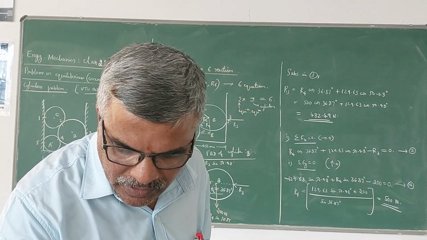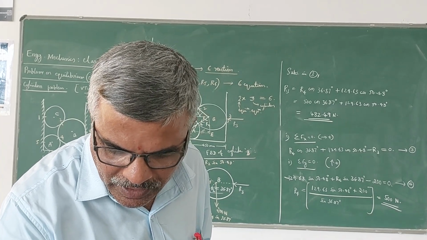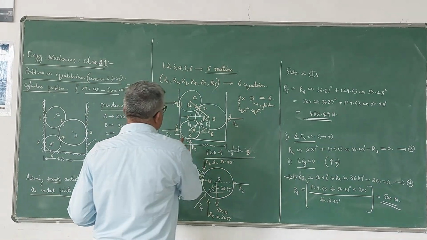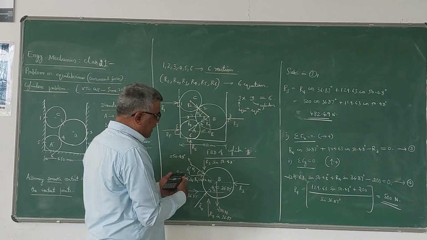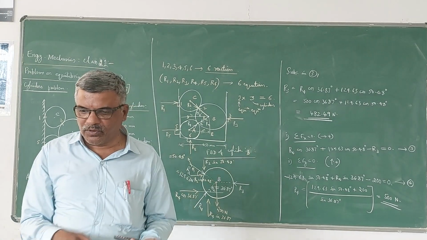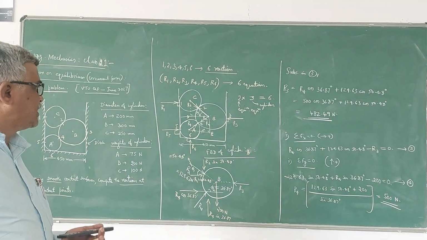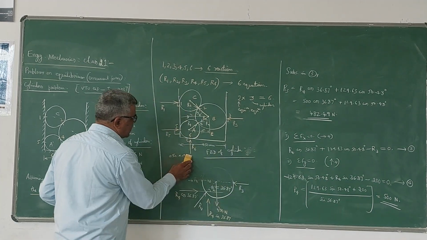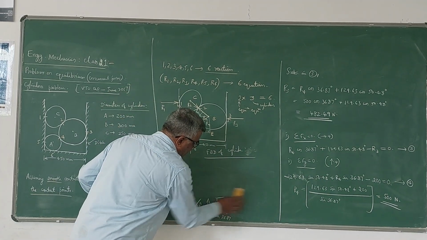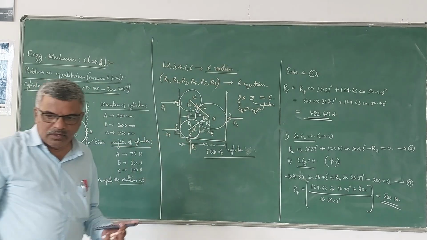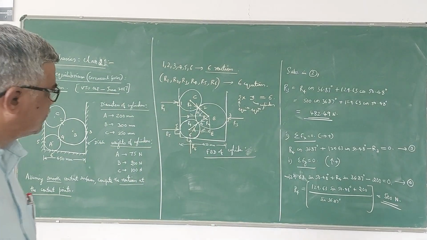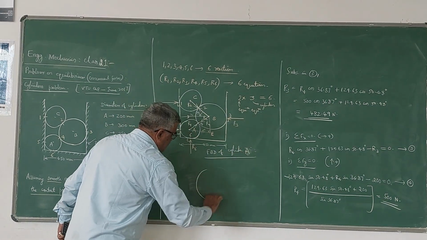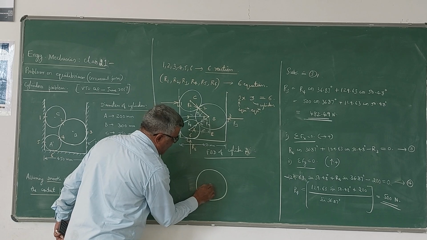Now lastly, we need two more reactions, that is R5 and R6, which are exactly on the cylinder A. To find that, we need to consider the free body diagram of cylinder A last. So if I write the free body diagram of cylinder A, it is like this. This is A.